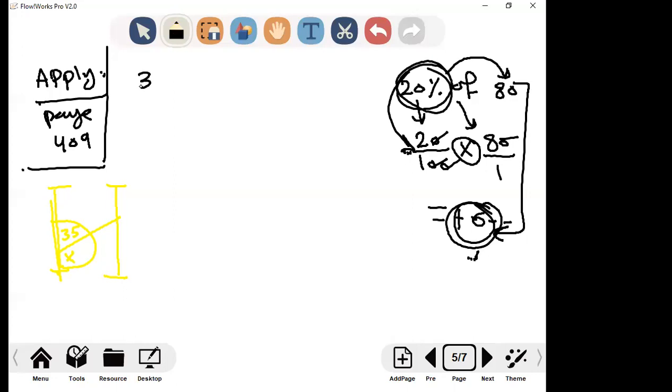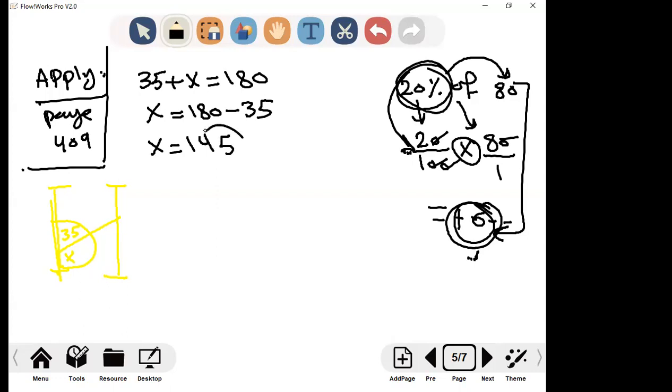35 plus X equals 180. Why? Because they lie on a straight line, so they are supplementary. Shift the 35. X will be 180 minus 35, right? So X equals how much? 180 minus 35 is 145. This is X, which is here, right?